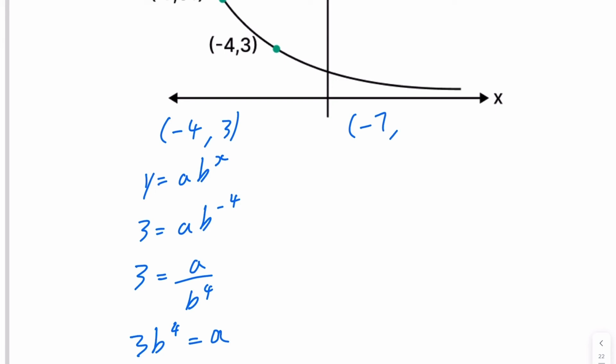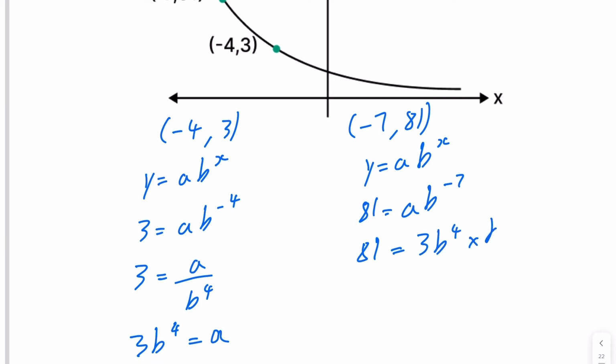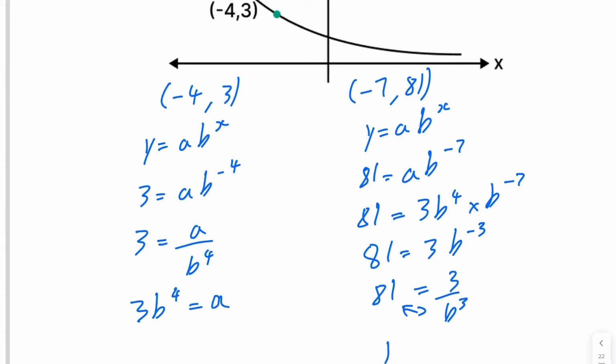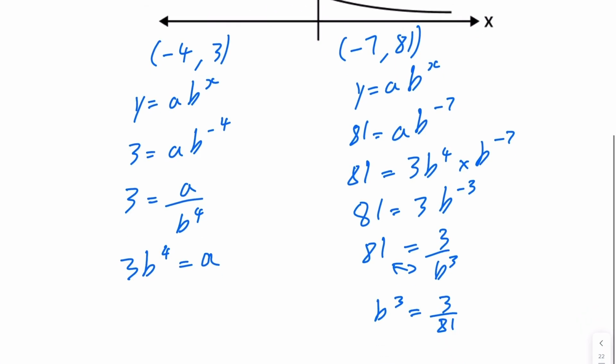And on this side, we have 7 and 81. y is equal to ab^x, and then that becomes 81 is equal to ab to the power of minus 7. Now, if I substitute a into there, that becomes 81 is equal to 3b to the power of 4 times b to the power of minus 7, which then becomes 81 is equal to 3b to the power of minus 3. And I can write that as 81 is equal to 3 over b cubed. And if I swap these two around, that becomes b cubed is equal to 3 over 81.